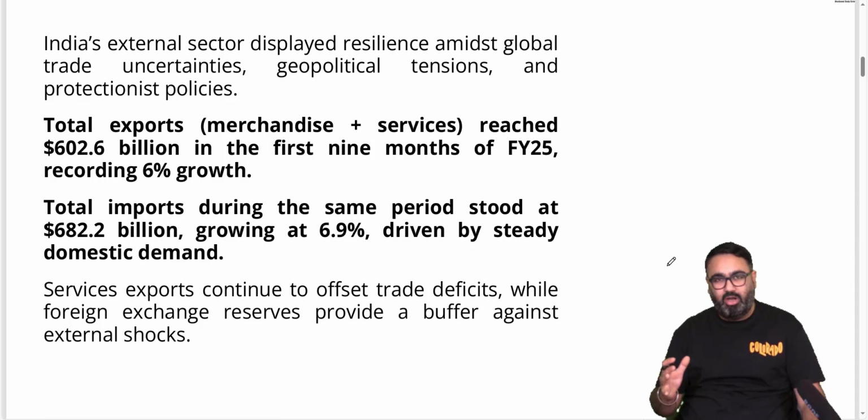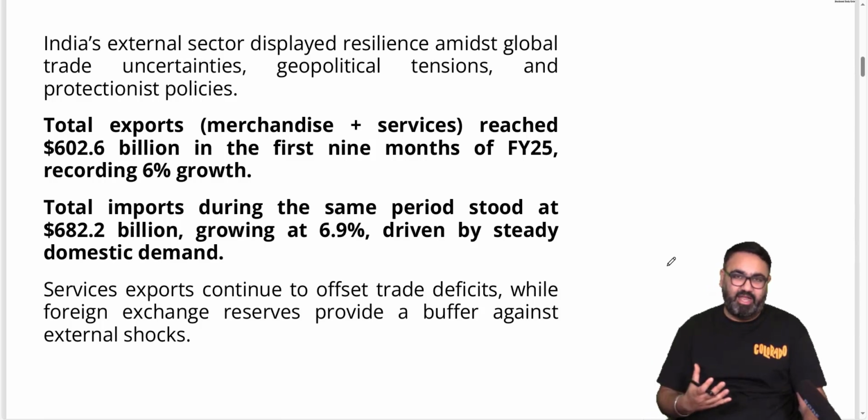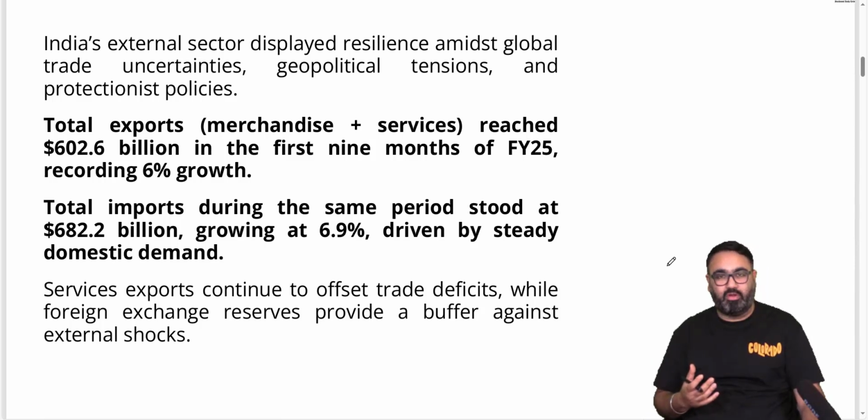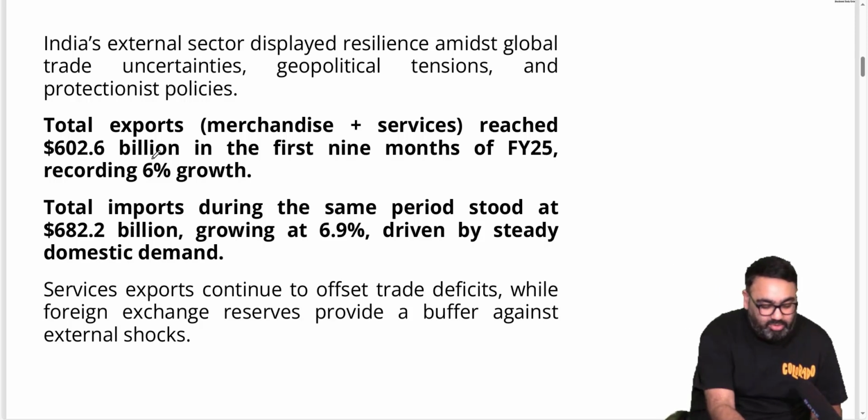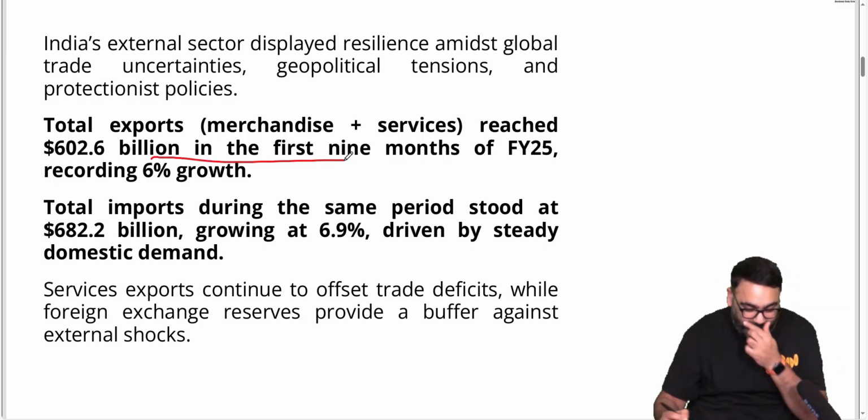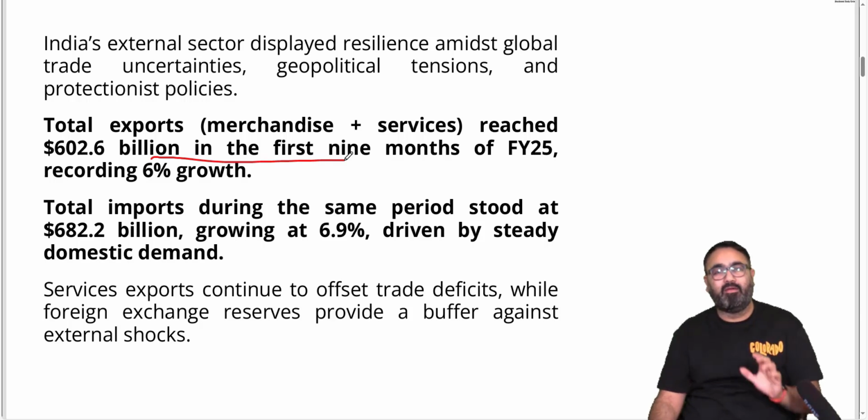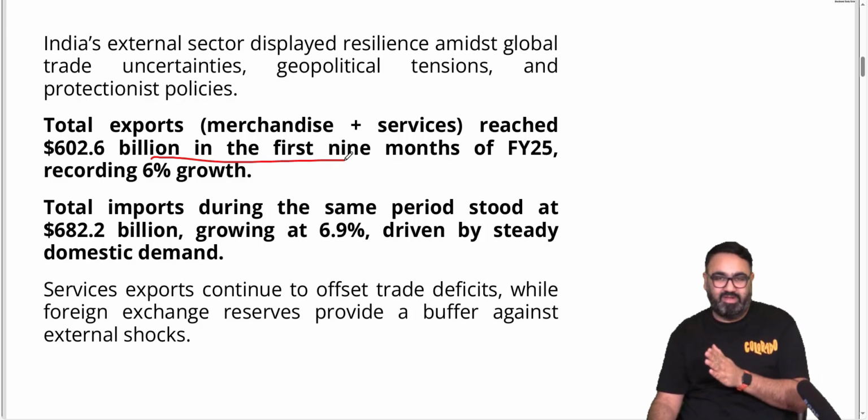So in short, the summarized version as given in the intro is our total exports reached $602.6 billion in the first 9 months. Again, we are only focusing on the first 9 months because the data in this year's economic survey, or any economic survey, is only till the end of December. January, February and March are not accounted for. It will come later on.